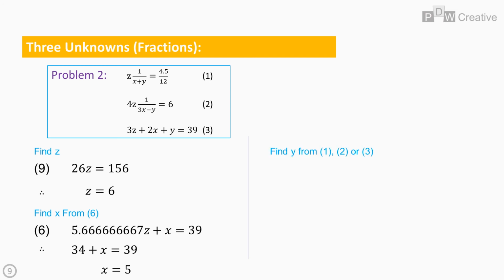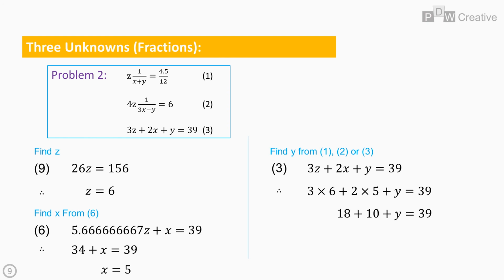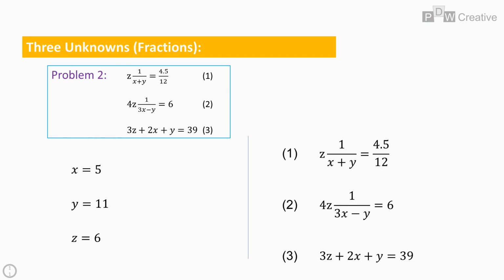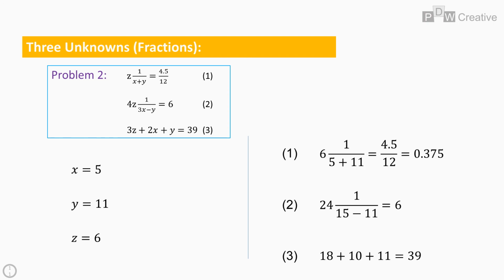Any of the equations will give us y, as it is the only remaining unknown. Equation 3, for instance, filling in the blanks, followed by reworking, tells us y equals 11. So now we have all three unknowns worked out. Let's do a sense check just to round up. So we have found x equals 5, y is 11, and z is 6. So plugging in equations 1, 2 and 3 and replacing with the 3 worked out unknowns, all calculations work out.